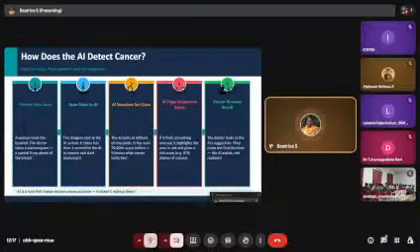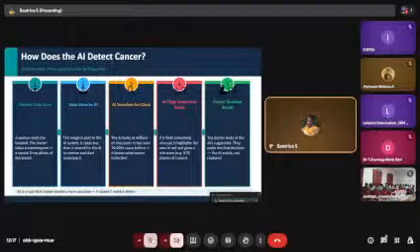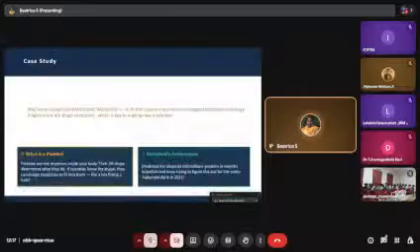This is one example, one case study we have taken. It takes the scan data and scans it through AI. It searches for clues as to whether the patient is sick or not. It flags the suspicious areas and finds the final result.